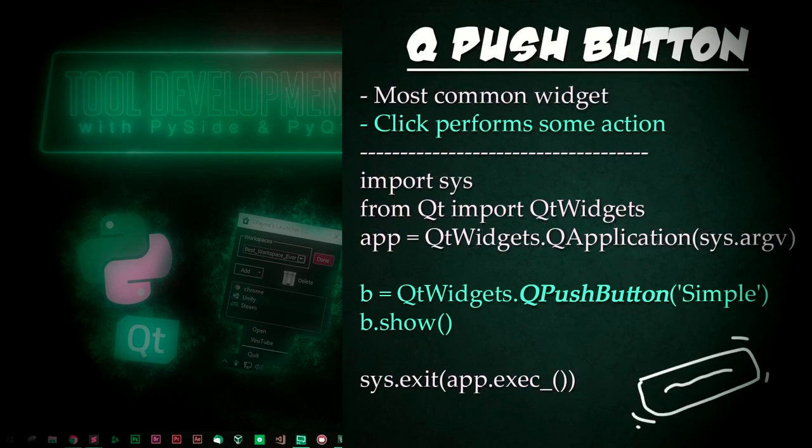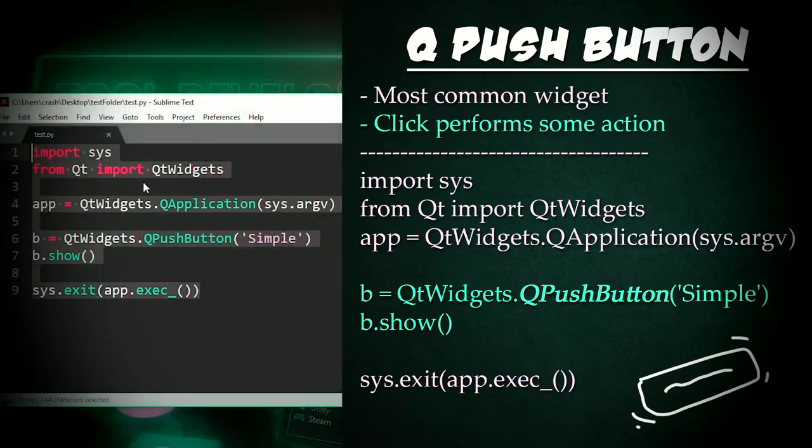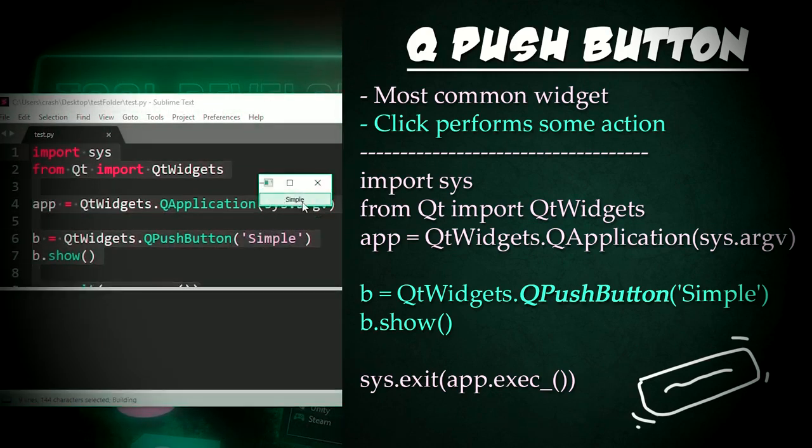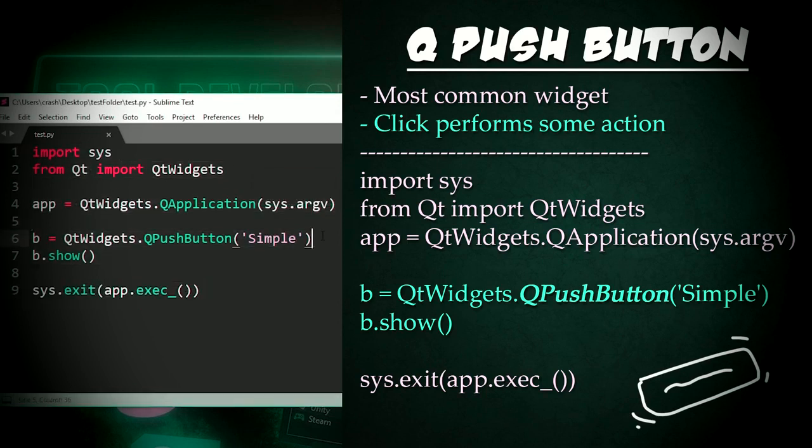Right. QPushButton is the most common widget in any user interface. You typically click this button to do stuff. And here we have a simple example. If we run it, it creates this simple pop-up with just a button, and that's it. Cool. So here we just create a push button, call show, and Qt takes care of the rest. This is the hello world example for Qt. No need to create a widget, window, or layout.